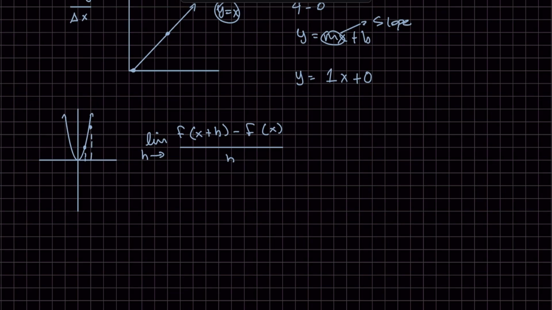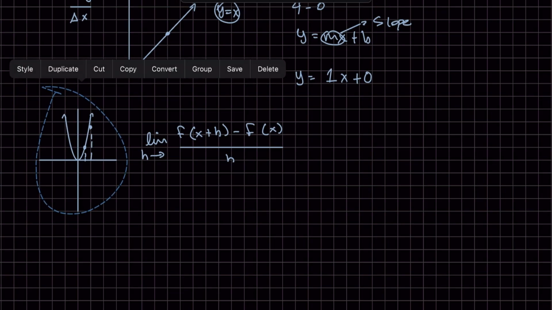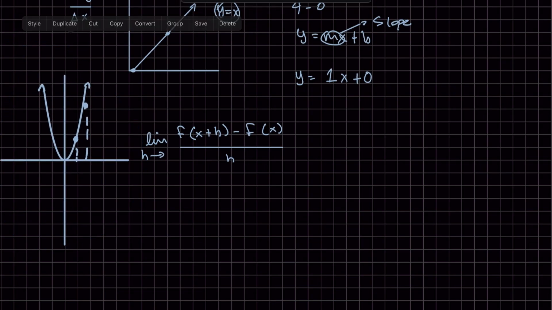Let me draw our graph a little bigger here. So this initial position will be f of x, and this right here will be f of x plus h, where this initial value here is x and this secondary value here is x plus h, where the difference between those two points, this difference here, is h.